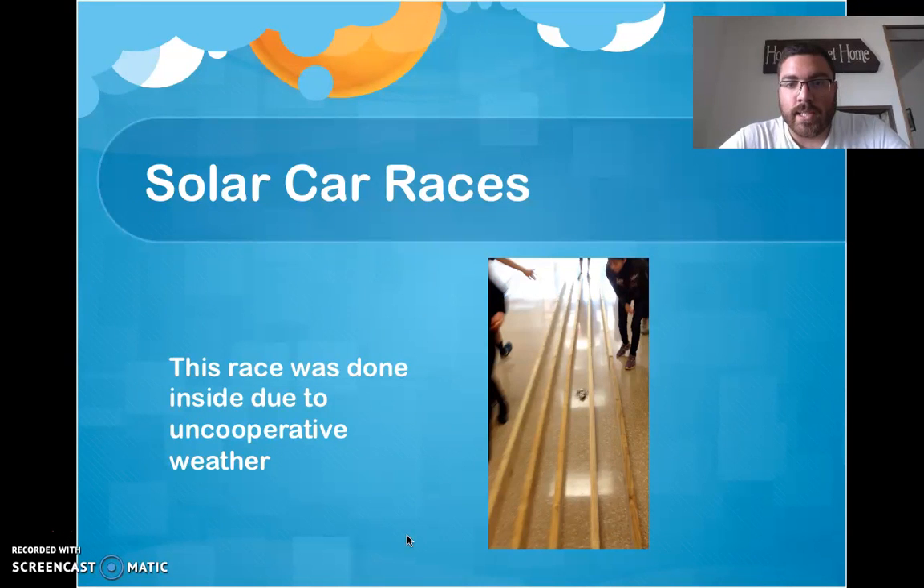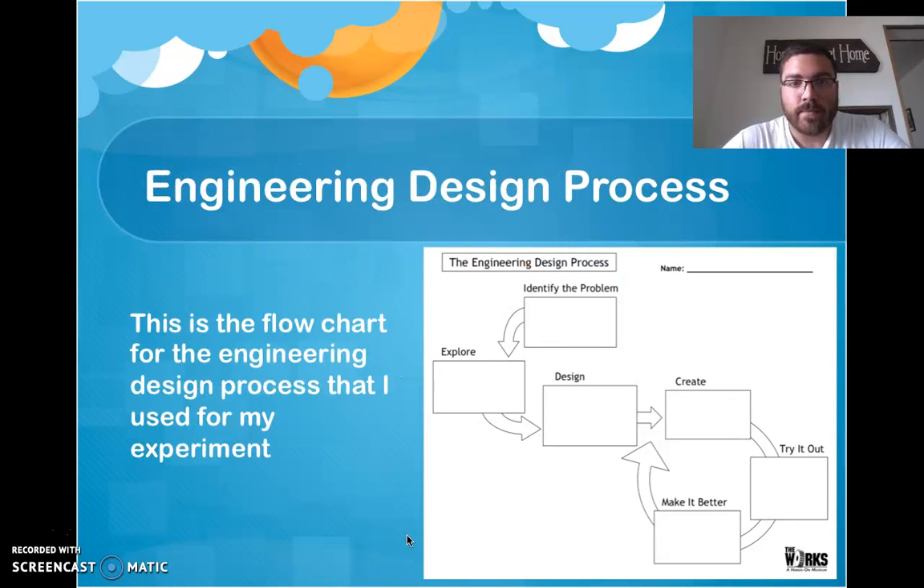Okay, so there you got to see a little bit of my students racing their solar powered cars. I'm going to go through the engineering design process, and this is also a little bit of what I do with my students as well. And this is the flow chart for that process. And I'm going to walk through each step as we progress through the presentation, explaining what I did for each of those steps in that process.